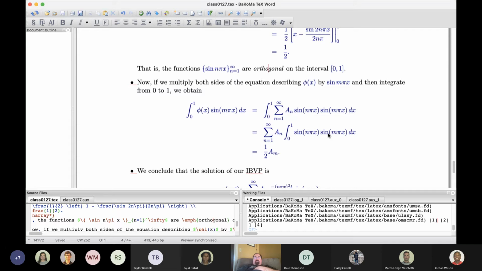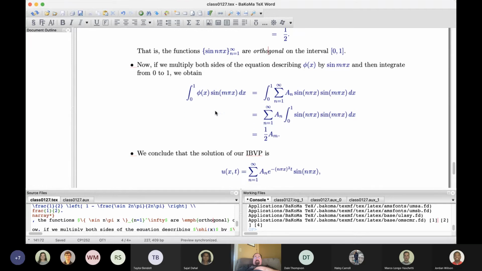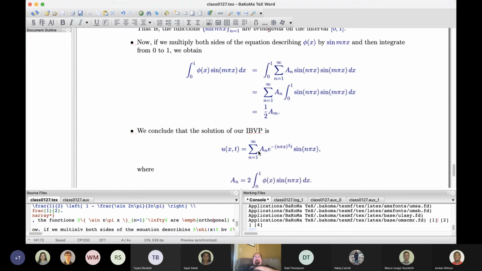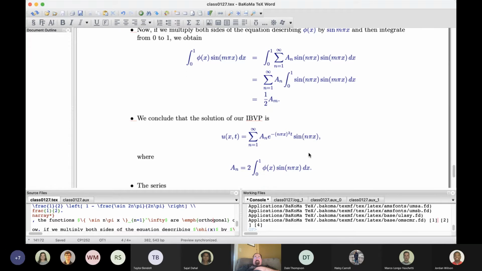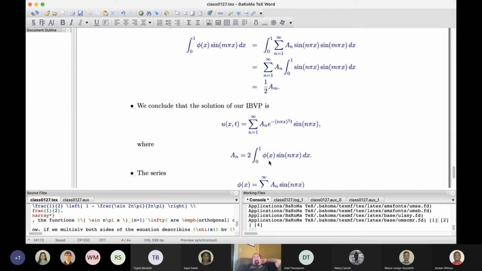Now this integral, based on what I showed you a little while ago, is going to be 0 because of the orthogonality of sine m pi x, unless m and n are equal. If that happens, then the integral is 1/2, and we have a m. So now all I have to do is multiply both sides by 2, and I have a formula for my coefficients. So here's a solution of the original initial boundary value problem, and here are the coefficients, 2 times the integral from 0 to 1 of this. This is also like an inner product of your initial data phi with sine n pi x.